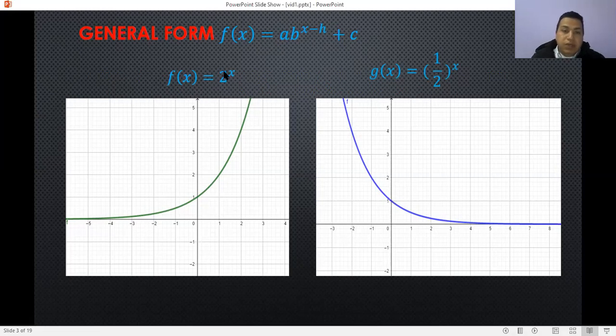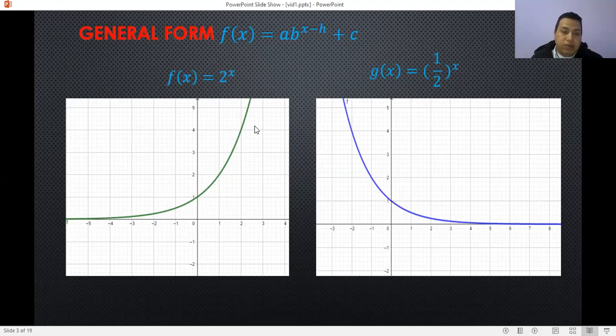If the base b is greater than 1, then we have a number greater than 1. If you raise this number to any power, then the more you put greater and greater numbers here, the more you get f of x greater and greater. So the curve of this function goes higher the more you go toward this direction of the x-axis, okay? And here we have a curve like this.